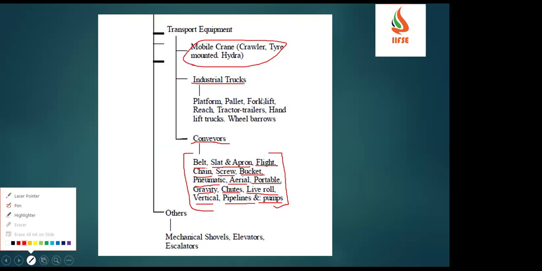Then industrial trucks, which are also very familiar: a platform or pallet truck, forklift, reach truck or tractor trailers, and the hand lift trucks, and also wheelbarrows. These all come under the industrial truck category. Apart from this, there is another category like conveyors. This is also one of the mechanical material handling, shifting of materials from one place to another. Here, the difference is wherever we use conveyors, it is a fixed path.